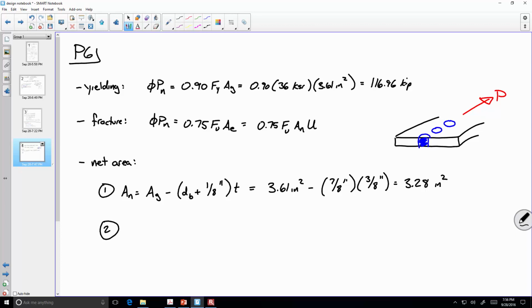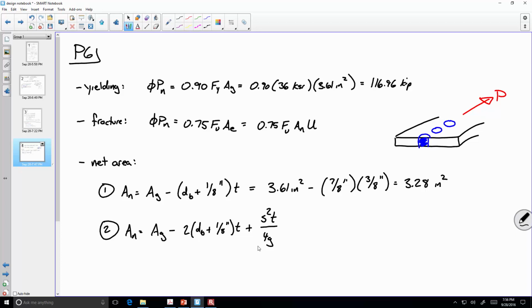Now the second path, what I propose is that the net area is going to be the gross area minus 2 of those bolt holes plus a stagger factor. And we're adding a stagger factor because we're recognizing that that diagonal path, we're going to get increased area. So I propose that that is s squared times t over 4g. Okay? Now, are you all seeing where I'm getting that in the manual? Y'all see that? Okay.